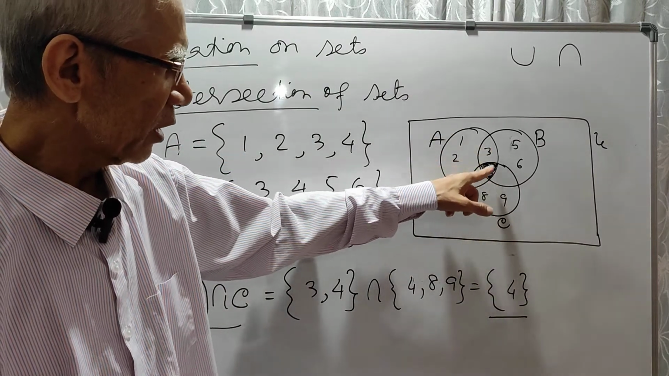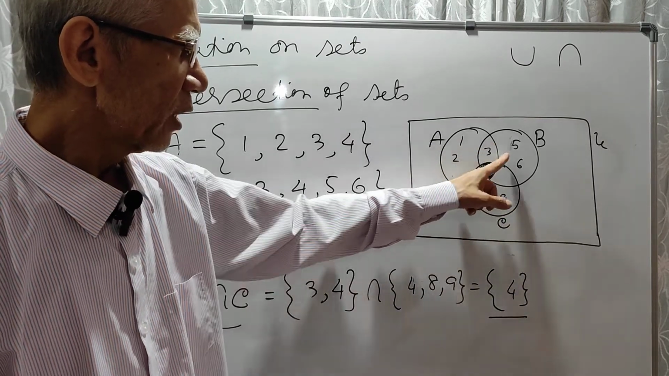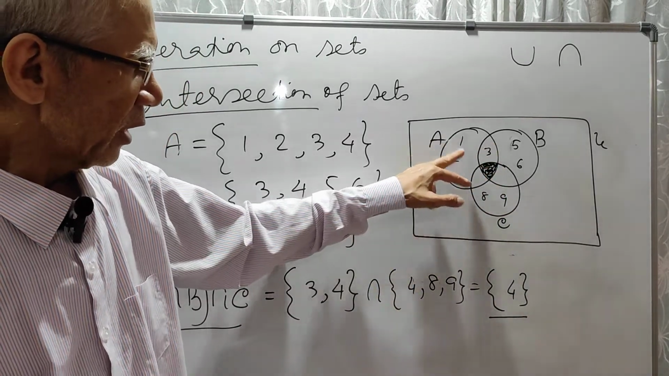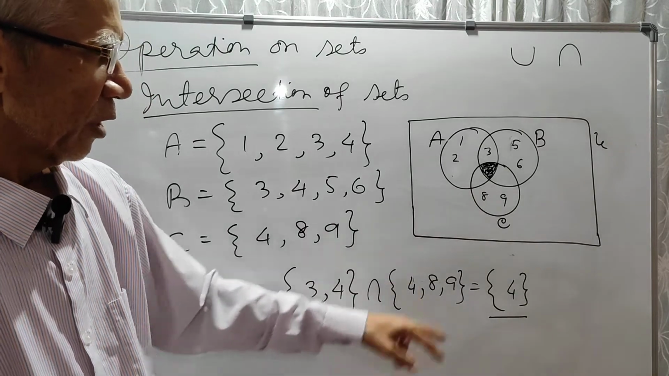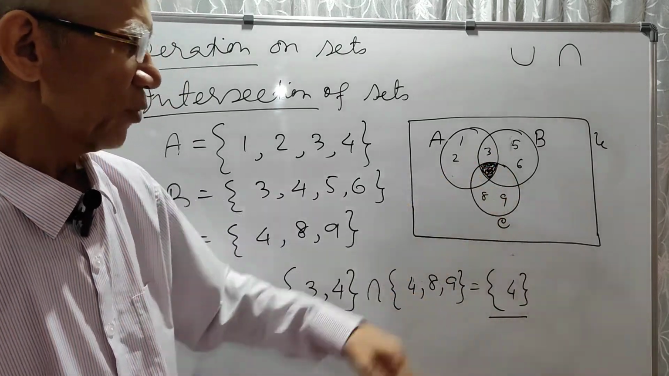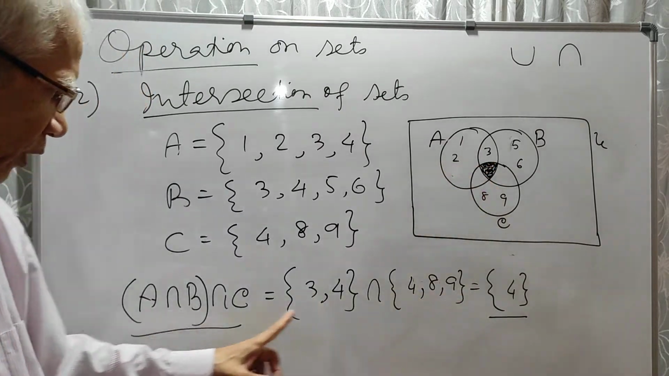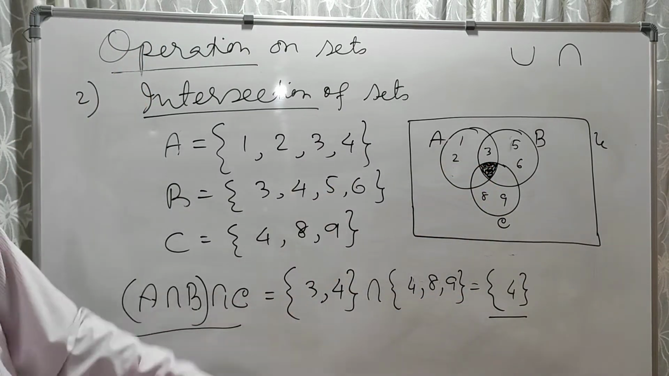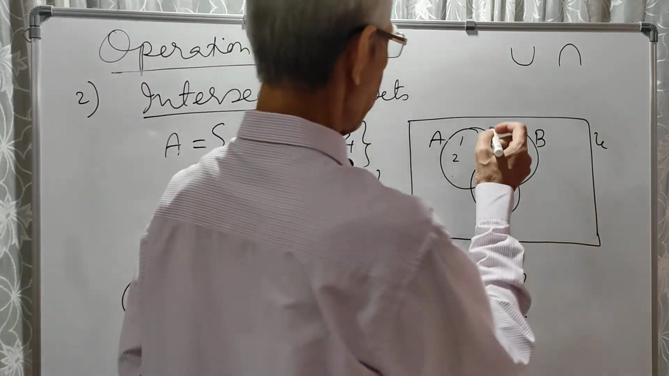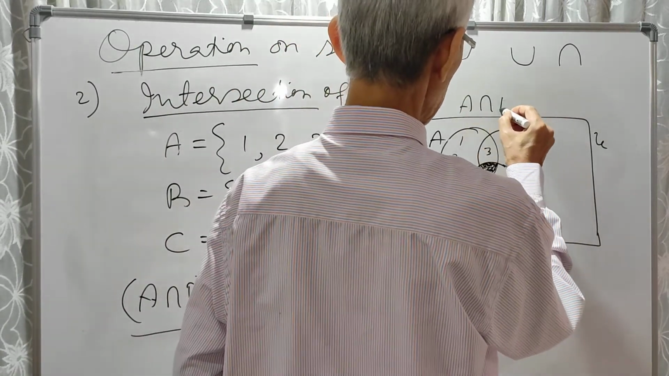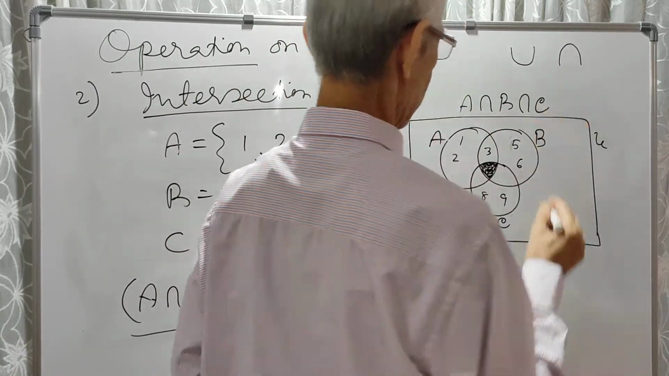Now 3 and 4 are common elements between A and B. And between A and C, what is the common element? 4. Between B and C, the common element is 4. Now among all the 3, what is the common element? 4. So that is A intersection B intersection C. This is a Venn diagram to represent A intersection B intersection C.